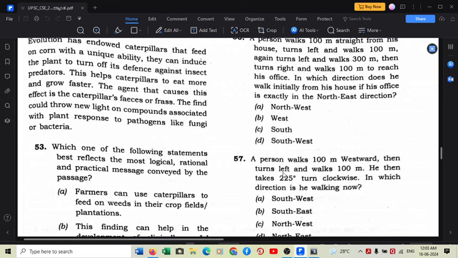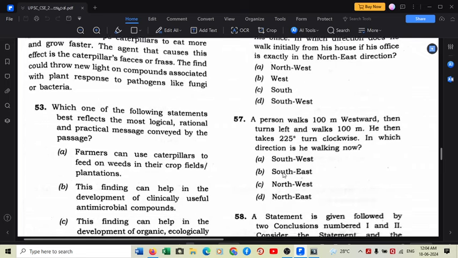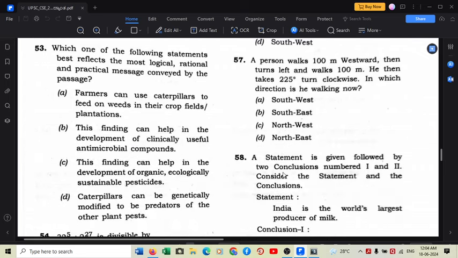This helps caterpillars to eat more and grow faster. The agent that causes this effect is the caterpillar's excreta or the feces. The find could throw new light on compounds associated with plant response to pathogens. Okay, so see, this is confusing. I agree myself. This is not very straightforward for students also. But you see, statement one is wrong, because farmers using caterpillars to feed on weeds is not what the author is trying to convey.